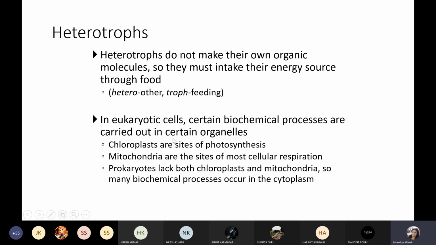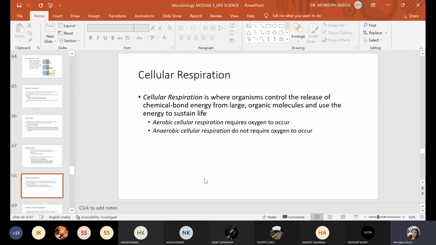In eukaryotic cells, certain biochemical processes are carried out in certain organelles: in the chloroplast photosynthesis happens, in the mitochondria respiration happens. The prokaryotes lack both chloroplast and mitochondria, so many biochemical processes occur in the cytoplasm. The eukaryotes have profound mitochondria and chloroplast, so for photosynthesis and respiration there is no problem. They have specific sites. But the prokaryotes don't have these, so the cytoplasm is the only site where all the biochemical processes happen.